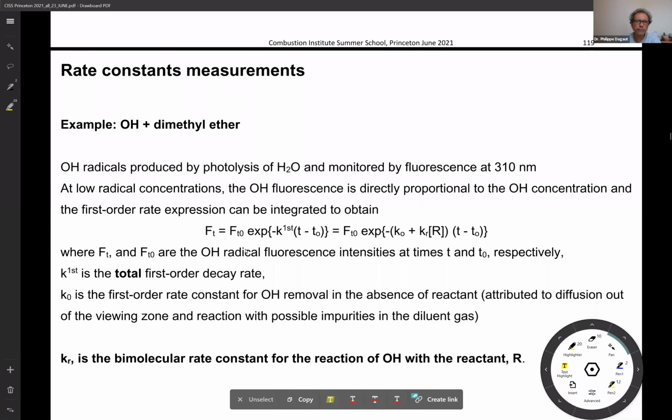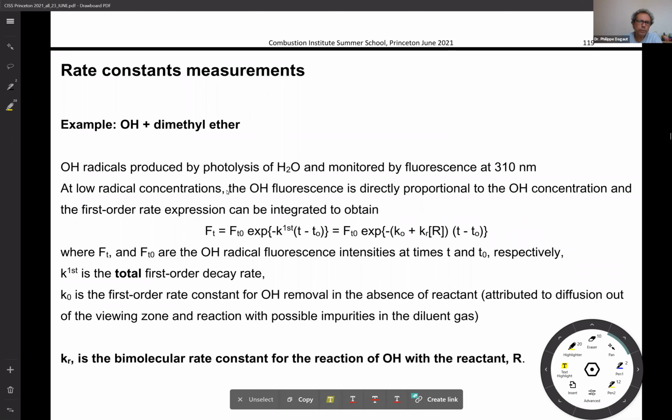It's a simple case. It's a reaction of OH with a fuel. Here we have two fuels. First the dimethyl ether, and then I will show you another example with neopentane. So OH radicals are produced by photolysis of water, for example, and monitored by fluorescence after OH have been pumped by light, either a laser or by a resonance lamp.